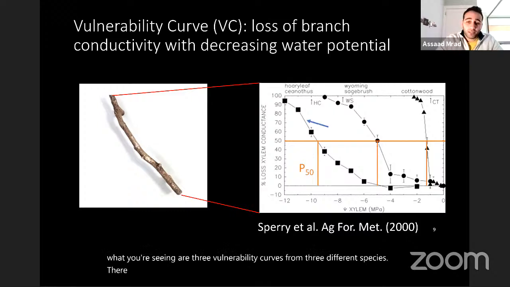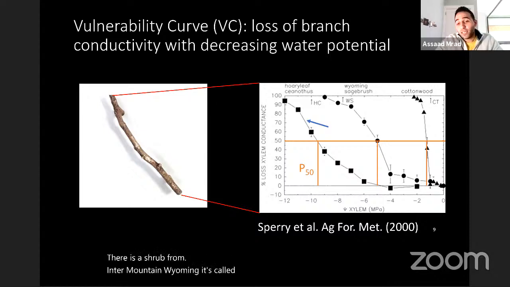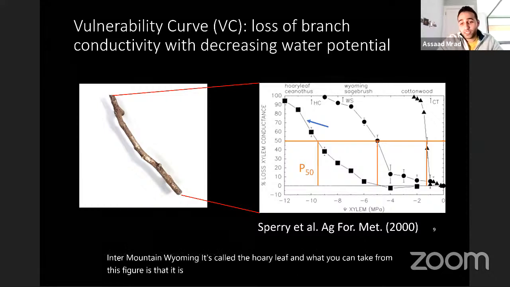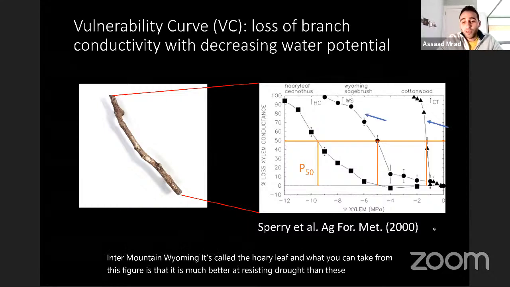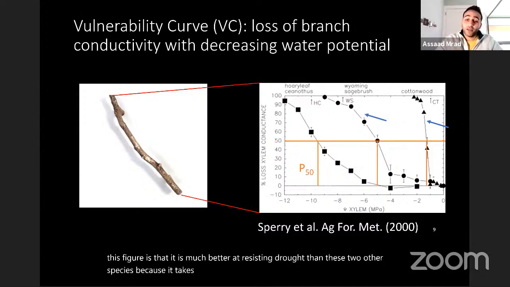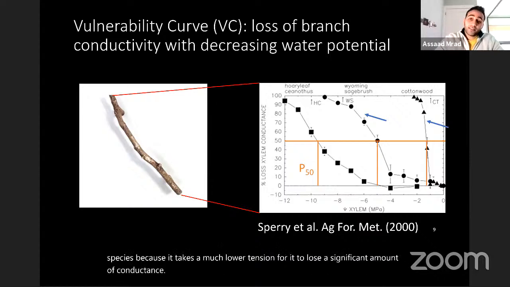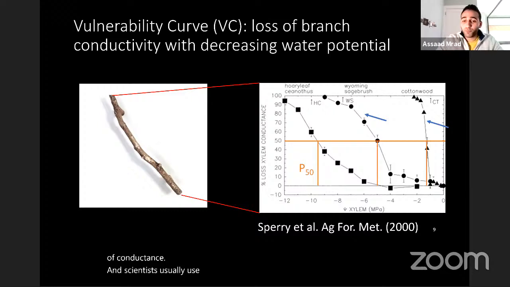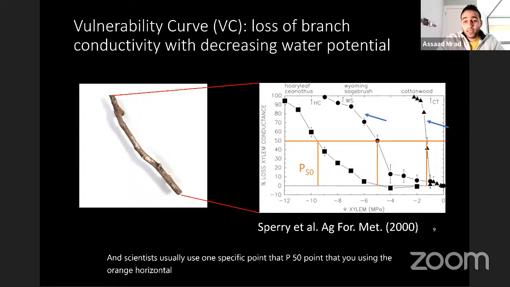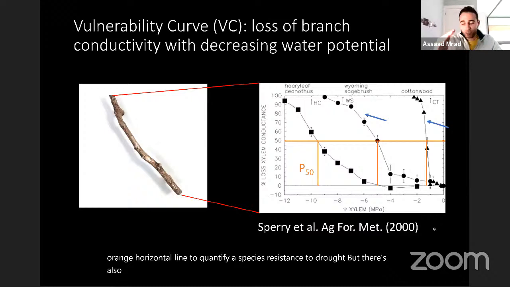There's a shrub from Intermountain, Wyoming. It's called the hoary leaf. And what you can take from this figure is that it is much better at resisting drought than these two other species, because it takes a much lower tension for it to lose a significant amount of conductance. And scientists usually use one specific point, the P50 point, that you see using the orange horizontal line, to quantify a species' resistance to drought. But there's also the slope of the vulnerability curve that's important too.